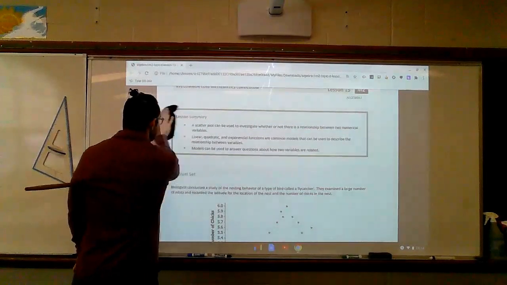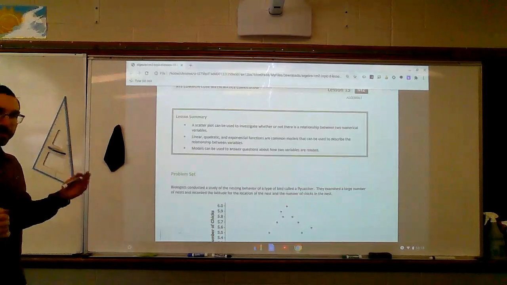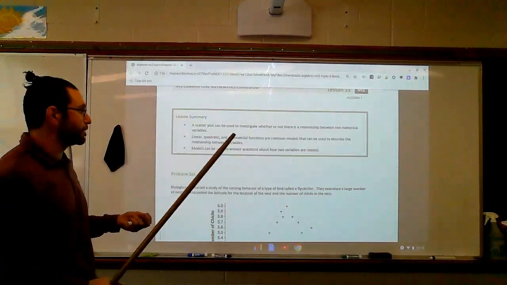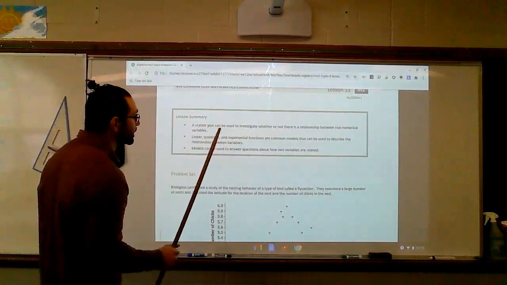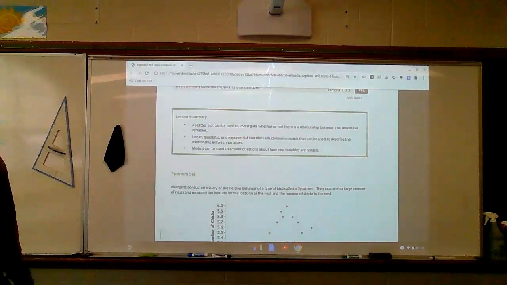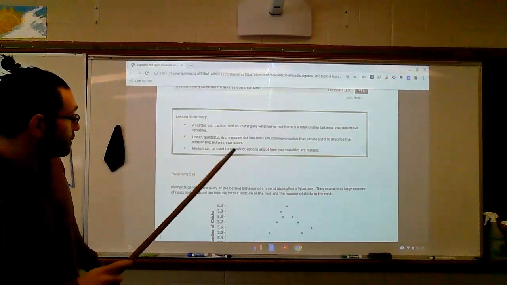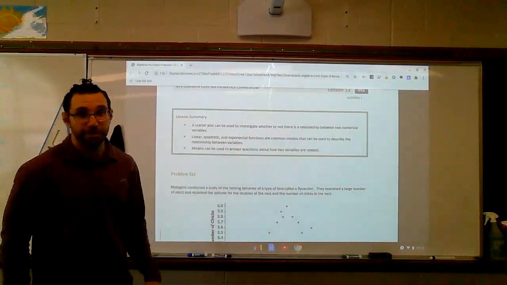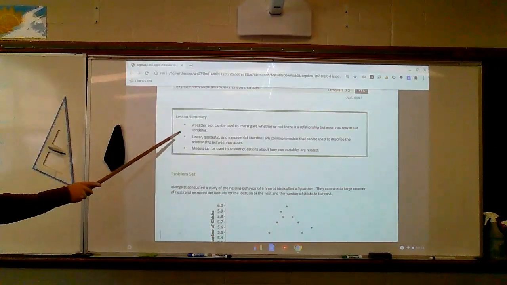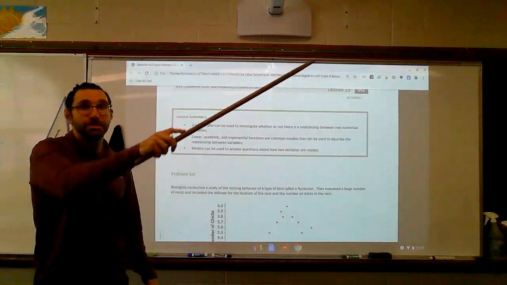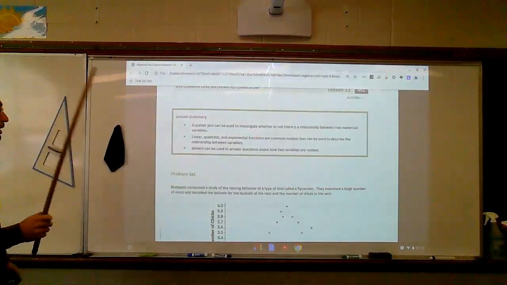So here's what you need to know from 12 and 13. A scatter plot can be used to find whether there is a relationship. It could be linear, but it doesn't have to be. Linear, quadratic, exponential, those are all types of functions that you will absolutely see in the real world. COVID is an exponential function. We don't know what the max number of cases could be. Linear, how much I get paid each week. Quadratic, again, that bottle rocket going around.